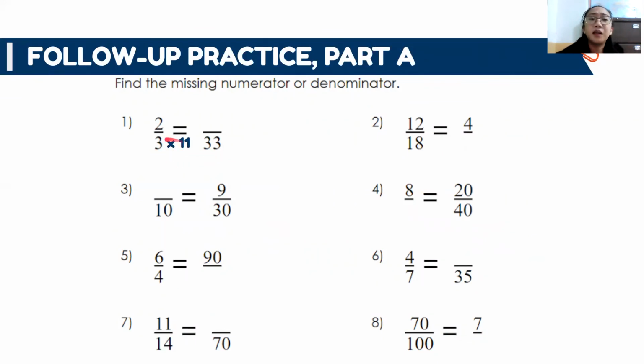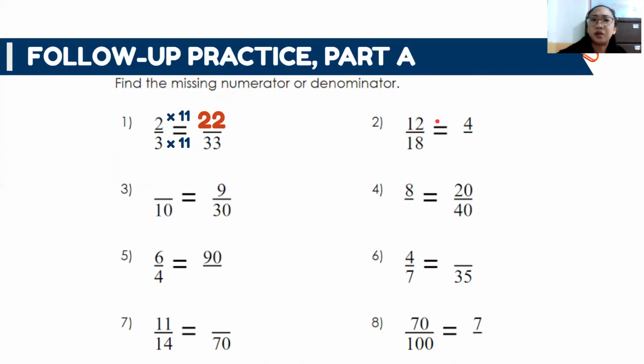So if I multiply the denominator by 11, I have to multiply the numerator by the same number so that 11 over 11 is a form of 1. We're only multiplying by 1. But that 1 is shown by 11 over 11. So now we'll know the numerator. What is 2 times 11? Yes, it is 22.